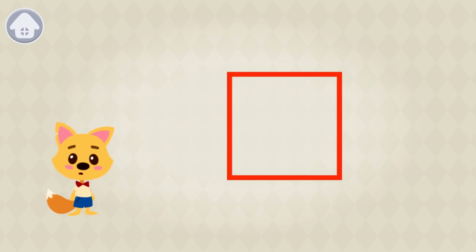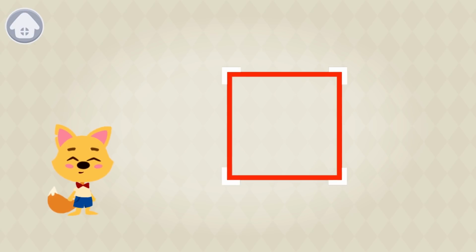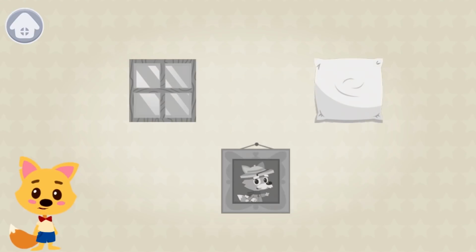This is a square. The square has four angles. 1, 2, 3, 4. That's why the square cannot roll like a circle. All sides of the square are equal. Tap on the square. These items are square. Tap on all the square items.